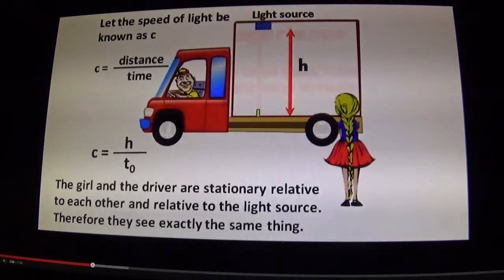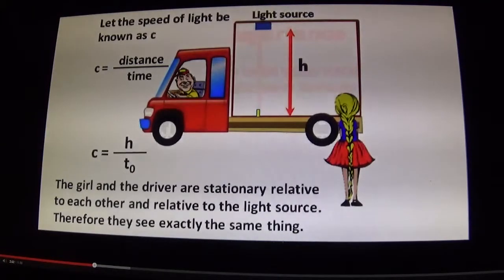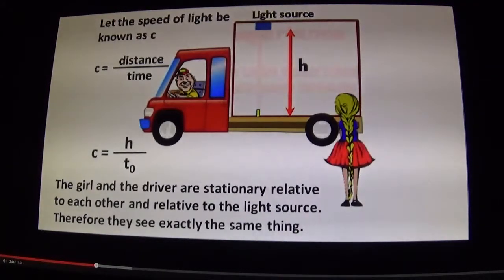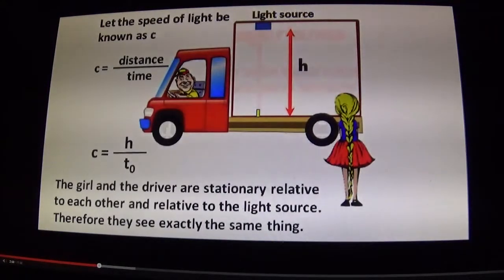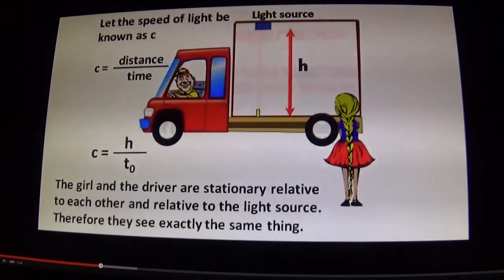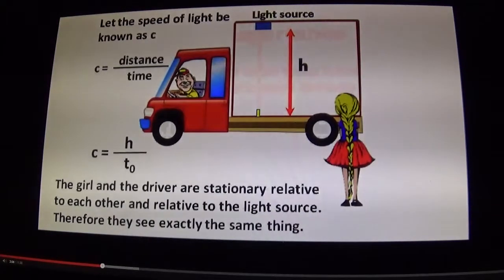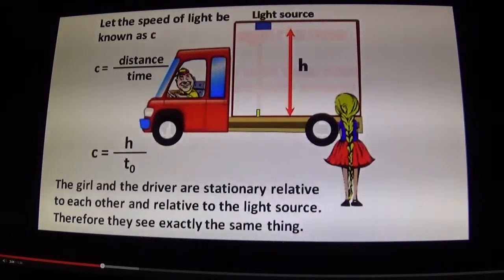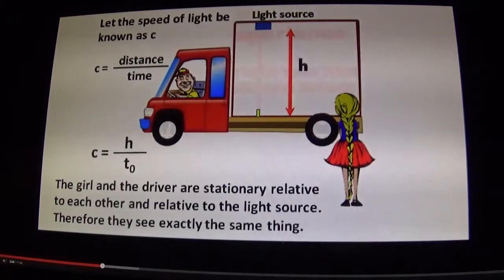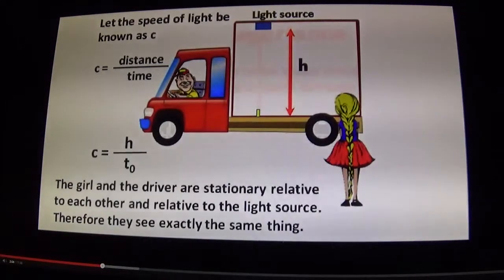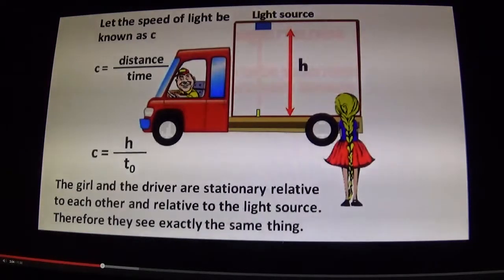And both the truck driver and the girl would agree that the light pulse covers that distance h in a length of time t0. They're saying that they both agreed to time t0. Actually, I would dispute that, but we'll just go along with that for the time being, because this is what they do in normal relativity texts. They suddenly say things like that.